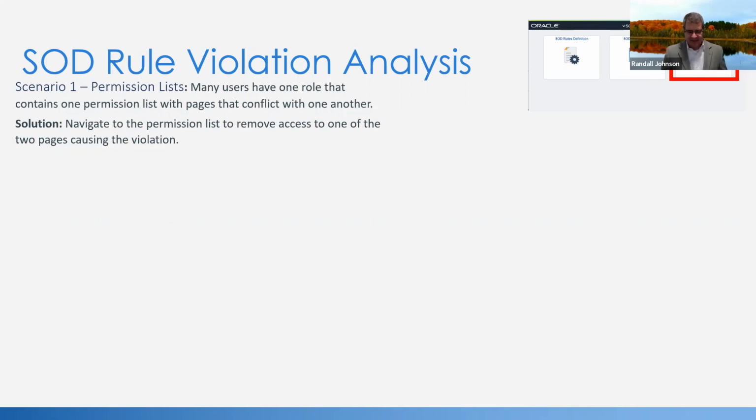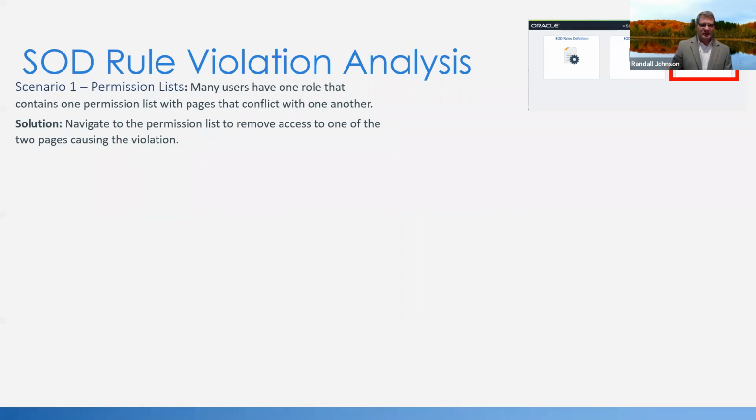And so what this means is that every role that has that permission list, and I don't know how you've designed your security in your organization. I've seen some that do one for one, and I'm not here to tell you how to design security, but what I can tell you is many organizations will create permission lists that they apply to more than one role. And of course, users typically are given more than one role.